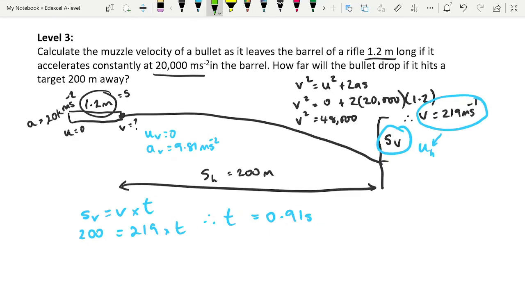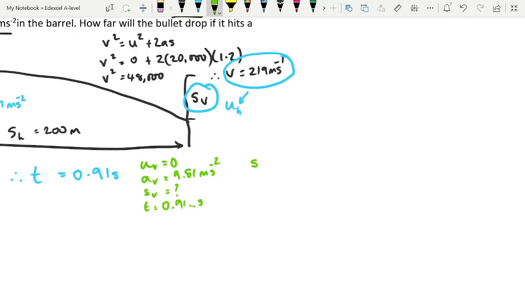Now, let's see what we have. We have our initial vertical velocity of being 0. We have our vertical acceleration as 9.81. We don't know our vertical displacement, that's what we're after. But we do know our time, which is 0.91 and change seconds. So we need to find a Suvat equation that is going to use all of these. That equation is s is equal to ut plus a half at squared.